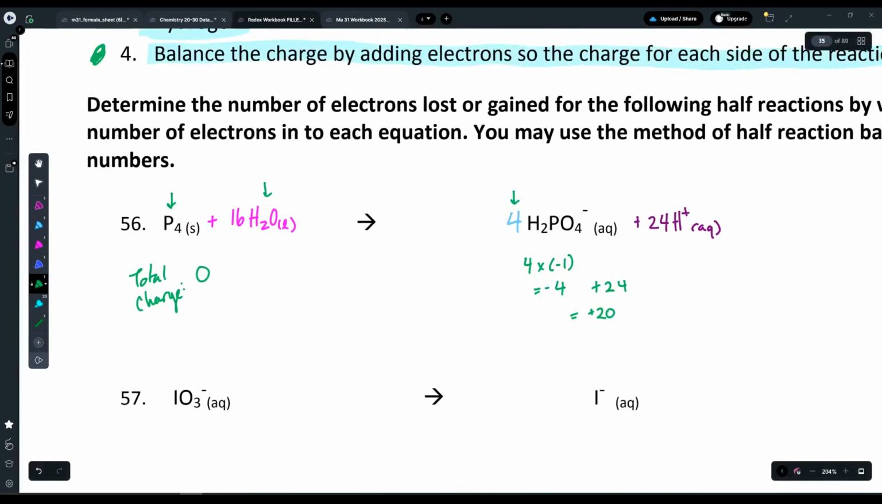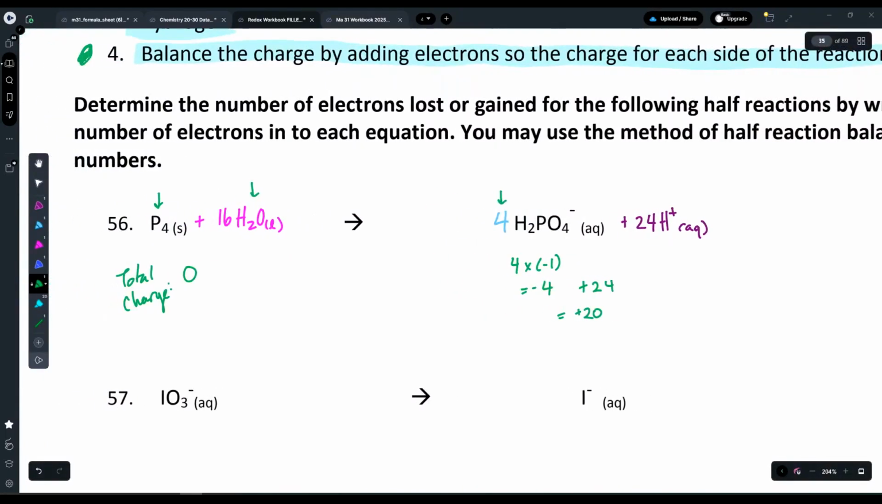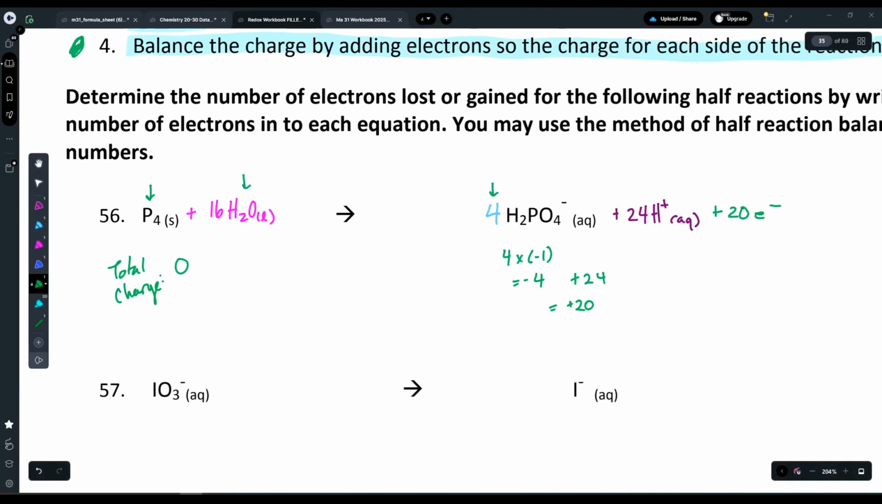So when I look at the total charge on each side, I'm going to go to the more positive side, and that's where I'm going to add my electrons. And I'm going to add enough electrons so that both sides have the same total charge. So I'm going to add 20 electrons over on the product side. So that's going to cause this to go -20, which is 0. So both the reactant side and the product side have the same total charge now. So that's all good.